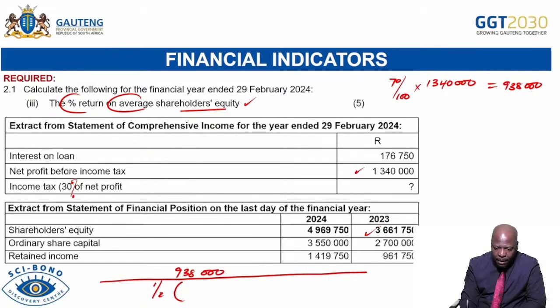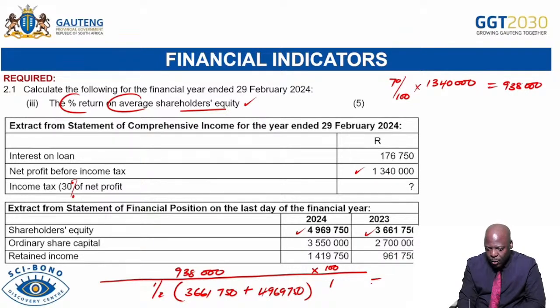Opening equity is 3,661,750. Then I add my closing equity, which is now in 2024, 4,969,750. And then I multiply all of this by 100/1. Once you punch that in your calculator, you should get an answer, which is 21.7%. Very important that you remember to multiply by half.